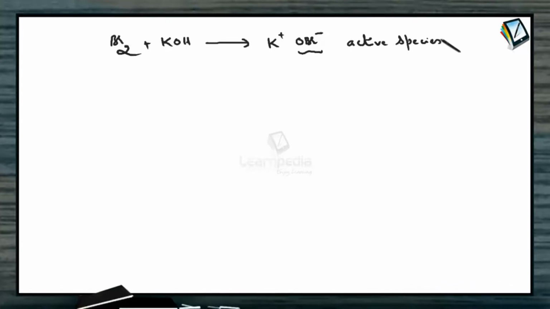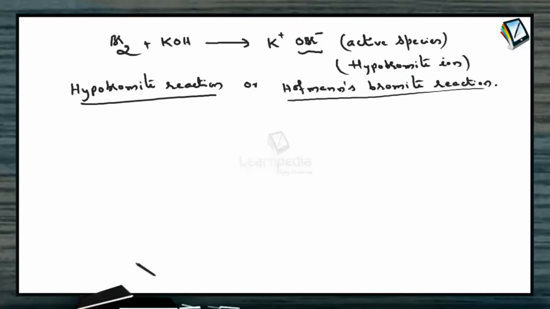Bromine reacts with KOH to give KBr and KOBr. So the reactive intermediate is K plus OBr minus, and this OBr minus is the active species during the reaction and is called hypobromite ion. Hence, the reaction is known as Hofmann's hypobromite reaction or simply Hofmann's bromamide reaction. And this reaction in fact can be carried out even by using NaOH in place of KOH. Therefore, bromine in the presence of NaOH can be the reagent, or sodium hypobromite can be the reagent.